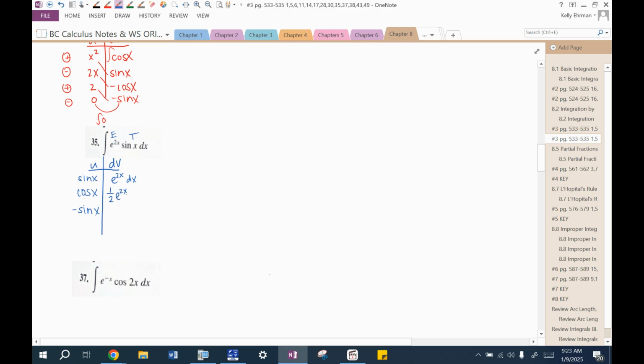Same thing again, you're going to have another 1/2, so now it's going to be 1/4 e to the 2x for that round. It's always plus, minus, plus. Connect the diagonals and loop around. So this loop is negative sine x times 1/4 e to the 2x. And we're going to clean that up too.